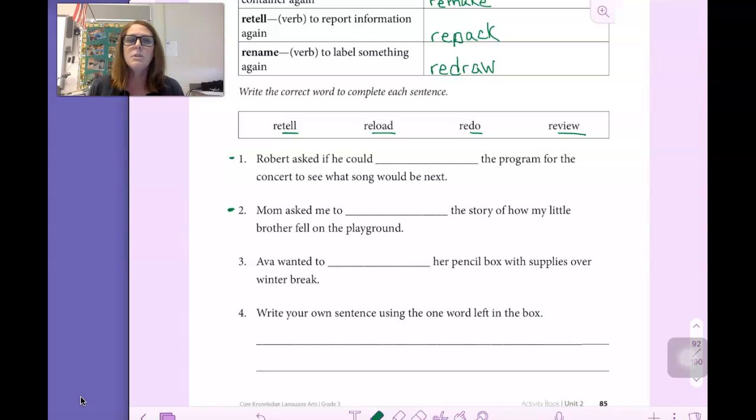Go to number two. Mom asked me to retell the story of how my little brother fell on the playground. Mom asked me to reload the story of how my little brother fell on the playground. And you're going to do that for each of the sentences. Number four, you're writing your own sentence using the word that's left in the box. So three of the words go in the sentences, and the last word you're going to use in your own sentence.